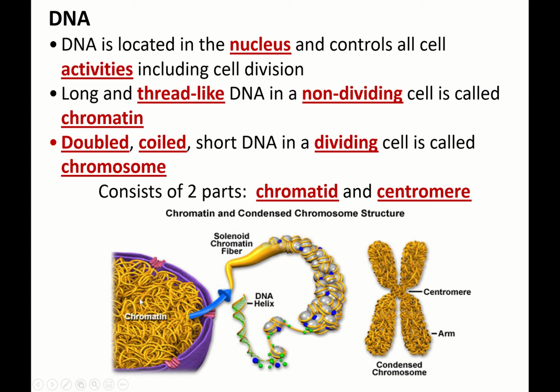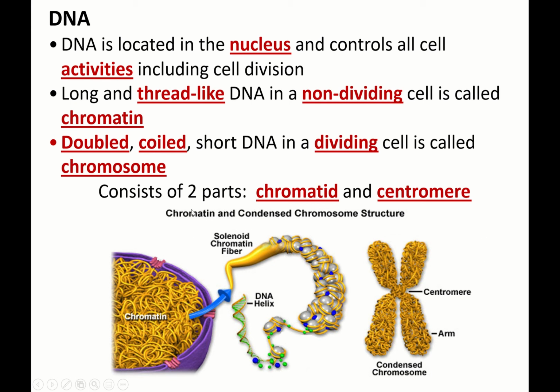When we start to divide, we need to know where our DNA is. We need to organize it. So coiled short DNA is called a chromosome. Now this chromosome is actually the same as chromatin. Look at it. It's made of the exact same thing. It's just loose versus organized.